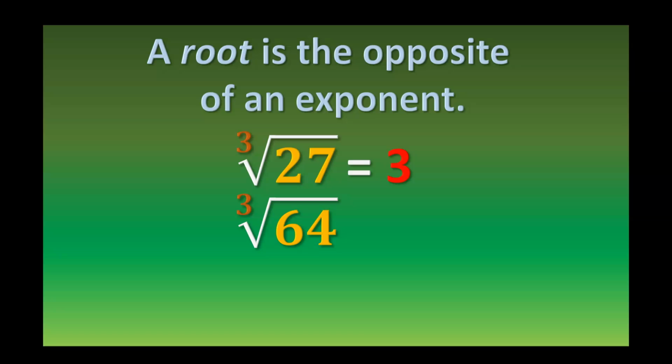What number to the third power gives us 64? Well, we did 3 times 3 times 3 and got 27. Let's try the next number up. 4 times 4 is 16, times 4 is 64. We multiply the number 4 3 times. We raise 4 to the third power. 4 times 4 times 4 gives us 64. So the third root of 64 is 4.